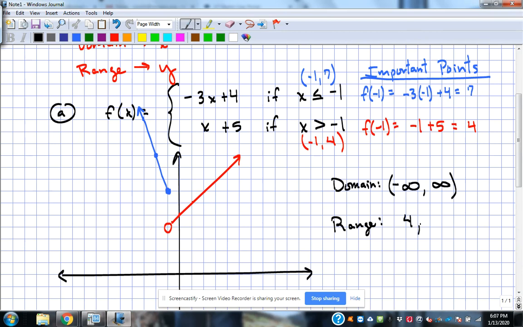Is 4 included? No, because what kind of circle is there on our graph? It's open, it's empty. So that 4 is not included, but that's the first place we marked when we read it from bottom to top.